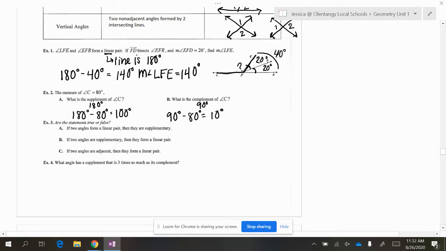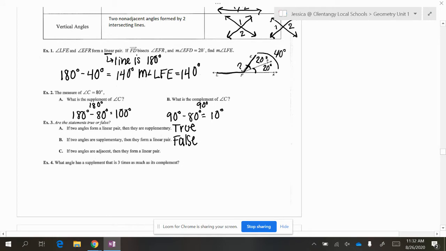Are the statements true or false? If two angles form a linear pair, then they are supplementary. Yes. If it's a line, they have to be 180 degrees. So this is true. If two angles are supplementary, then they form a linear pair. This one is false.